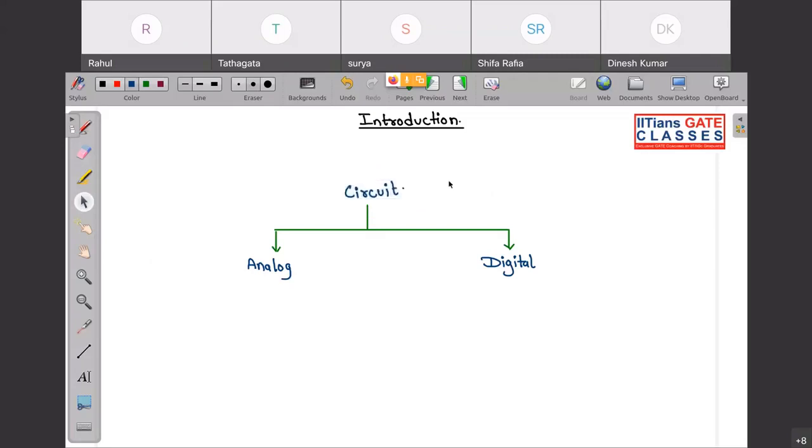So any circuit, any electrical circuit specifically, they are of two kinds. I can classify them basically in two parts: analog circuits and digital circuits. Okay, so can anyone tell me what is analog circuit or what is analog signal?